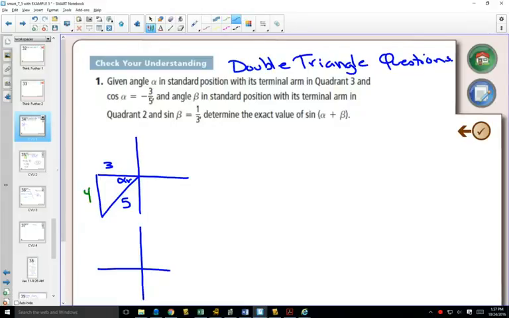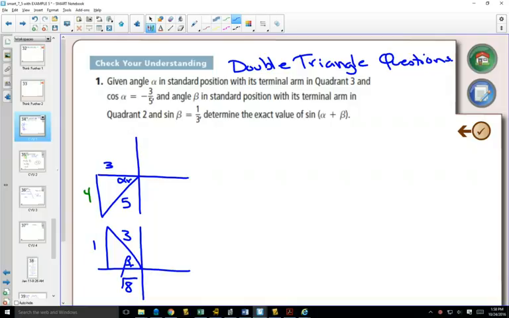Draw our beta triangle right underneath. Beta was told to be in quadrant 2. So we can draw our beta reference angle. We know that sine is 1/3. And a squared plus b squared equals c squared will give us √8 for the other side.